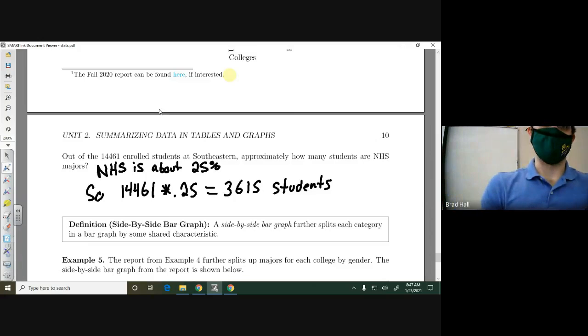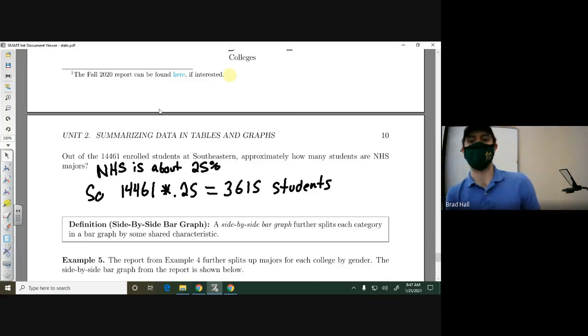So about that many students are nursing health science majors. Again, this may not be a perfect number. The bar graph only offers us so much information. It doesn't tell us the exact percentage, and I always mix up interpolate versus extrapolate. I can't remember which one it is here, but we sort of just guessed the percentage, and it looked really close to 25.